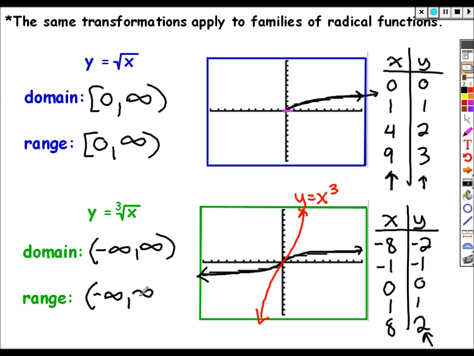And if you look, this graph continues forever and ever, left and right, and it'll continue up and down forever and ever as well. So the domain and range are all real numbers. Therefore, if I'm graphing a square root function, it should look generally like this. If I have a cube root that I'm graphing, I should generally get this shape right here.